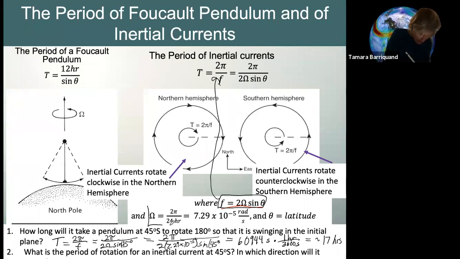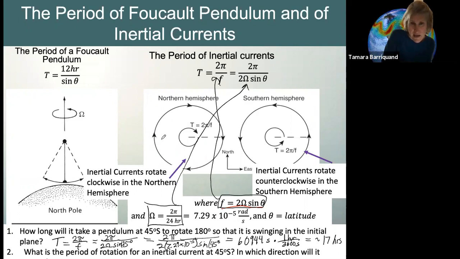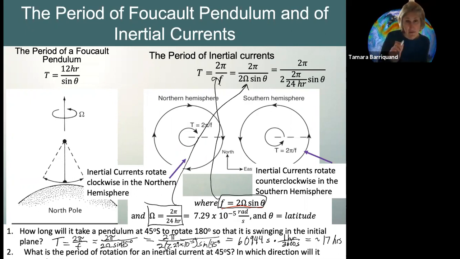And omega is 2 pi over 24 hours. So I can put that in here for omega. And so when I do that, I see that I've got 2 pi over 2 times 2 pi over 24 hours, sine of theta. And so I can cancel 2 pi with 2 pi, and the 2 and 24 gives me 12 hours, but it's in the denominator of the denominator, so I can put that up on top. So I end up with 12 hours over sine theta.